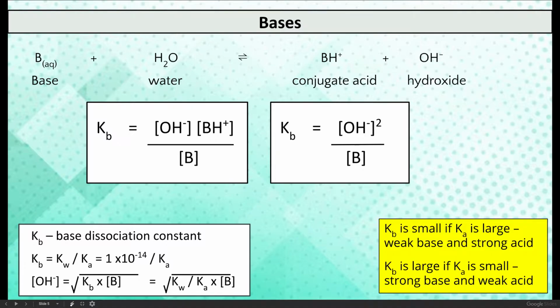Now we're talking about bases today. This is the new stuff. So we know the general equation for the reaction of a weak base with water. We give it the symbol B. Its conjugate acid formula is BH plus because it's picked up a proton. A base is a proton acceptor.